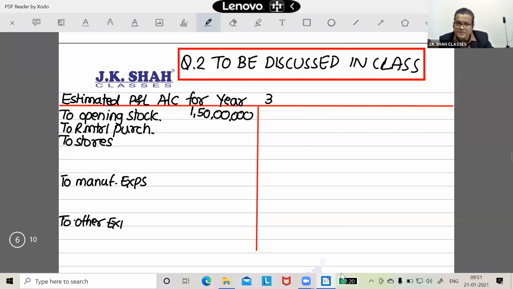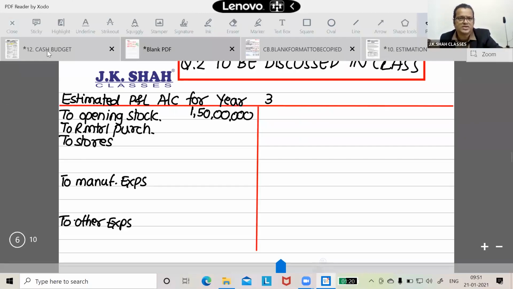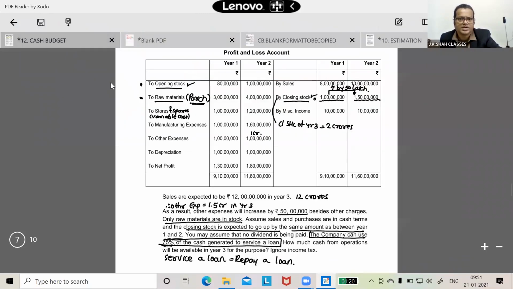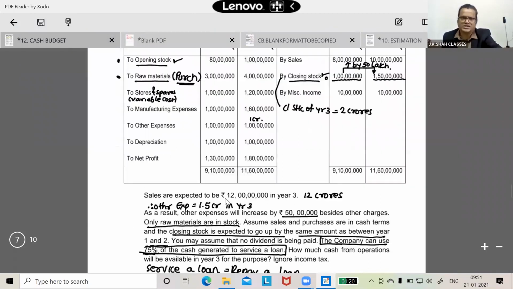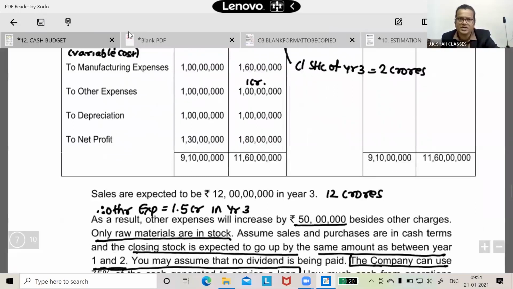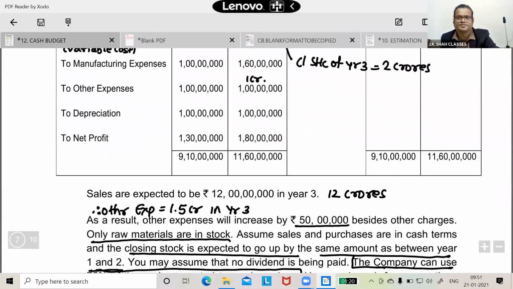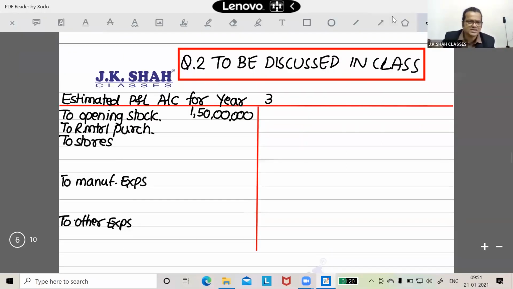Can we fill up the other expenses right away? Yes. Why? Because it is already told now that the other expenses will go up by 50 lakhs, and we wrote it in the question. No? See, now in our question we discussed that the other expenses are going to go up by how much? 50 lakhs. So other expenses would be 1.5 crore in year 3. So we can write the other expenses at least.